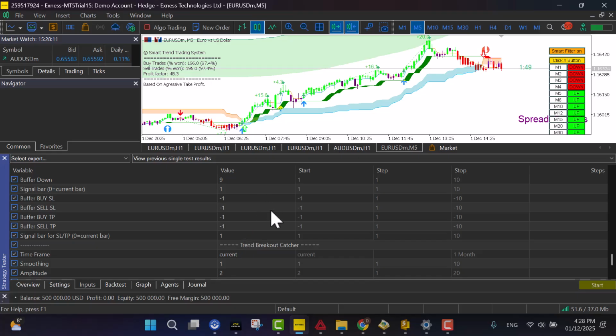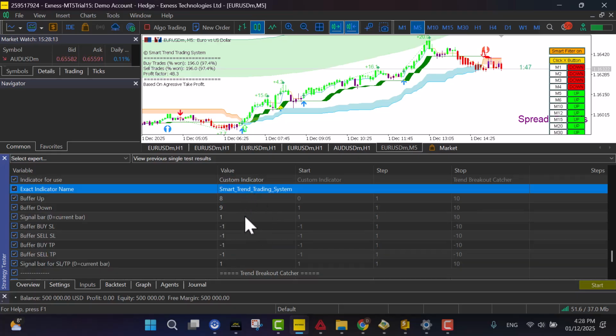In the next video, I will talk about how to add the indicator, specifically the Smart Trend Trading System. And then in the video after that, we'll talk about the Atomic Analyst. In the video after that, we'll talk about the Mina Trend Scanner, because the Mina Trend Scanner is a scanner, and at the same time also an indicator that comes with buffers that you can use to take trades.